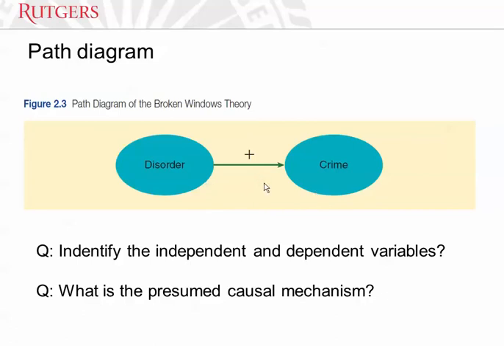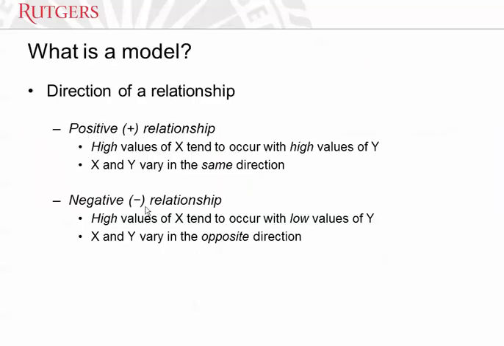So positive in this sense is not a positive relationship, as in something we value or want. It means something else. It means that high levels of disorder are associated with high levels of crime. So high disorder is associated with high levels of crime, and low disorder is associated with low levels of crime. If the two variables vary together in that way, it's described as a positive relationship. So let me go back here. So that's a positive relationship. High values of x tend to occur with high values of y. Or in other words, x and y vary in the same direction.